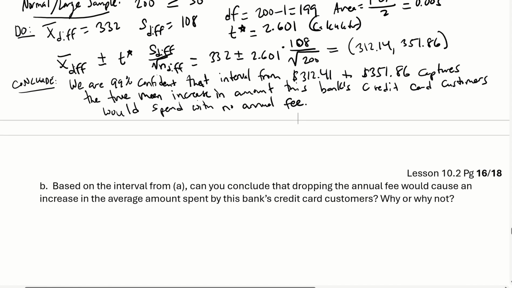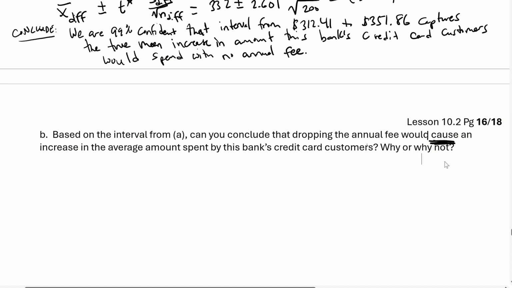So that's part A. Now, part B says, based on the interval from part A, can you conclude that dropping the annual fee would cause an increase in the average amount spent by this bank's credit card customers? Why or why not? Now, it says can you conclude that dropping the annual fee would cause an increase. So remember, how can we conclude cause and effect? This is a Chapter 4 question, by the way. Unit 3, Chapter 4.